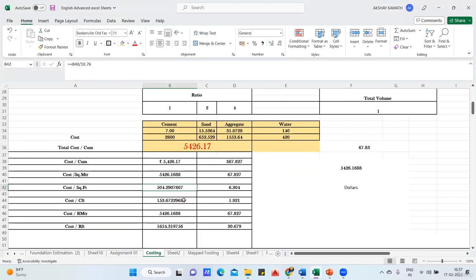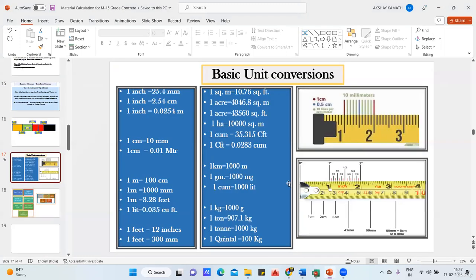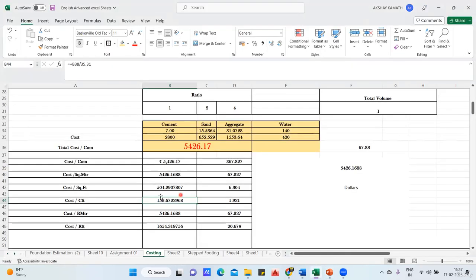Okay, good. Now if somebody asks you to tell the rate in CFT, how are you going to tell? Again, it's very simple. We know the cost per cubic meter, and the conversion from cubic meter to cubic feet is 35.31. If you don't remember, come here, I will explain it. 1 cubic meter is equal to 35.315 CFT. So whatever cost per cubic meter I got, that is 5426, I am going to divide by 35.31, and whatever answer you get will be the cost per CFT. If somebody asks you the material cost in cubic feet, you should tell them it will cost 153 rupees per cubic feet. If somebody asks in square feet, tell them it will cost 504 rupees per square feet.